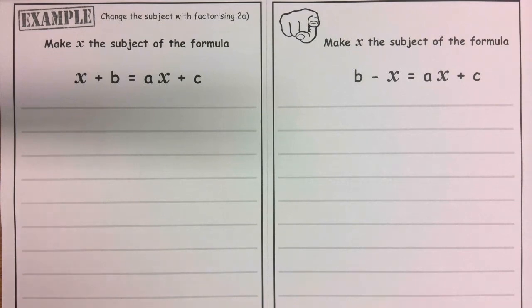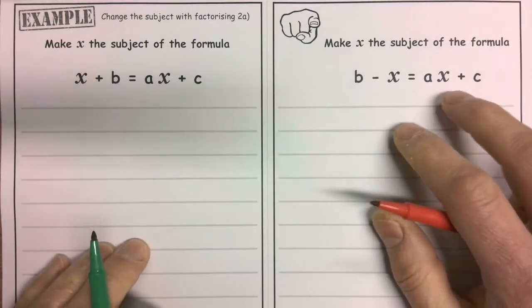Morning. Today we're going to do some changing the subject of formula, where we've got to do a little bit of factorising on the way. So here we've got a problem. We've got to make x the subject of the formula, and we've got x both sides of the equation. So let's have a quick think about what we're doing.